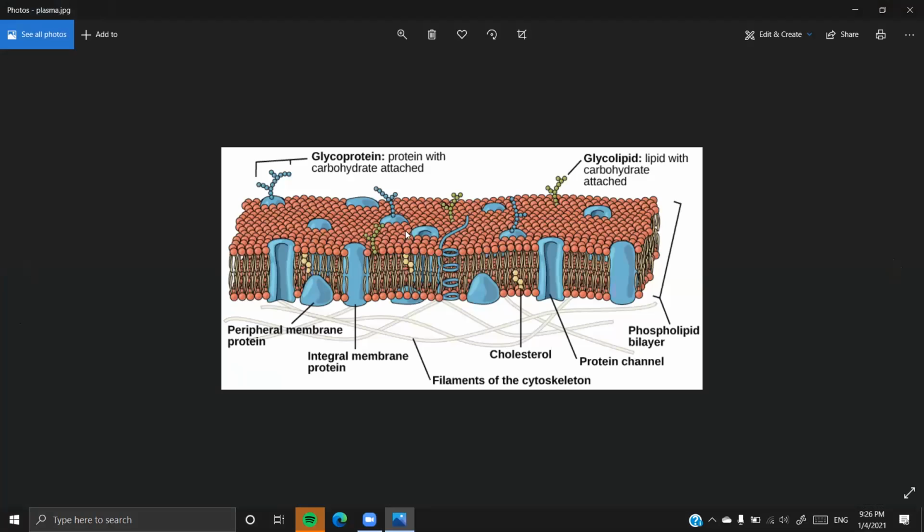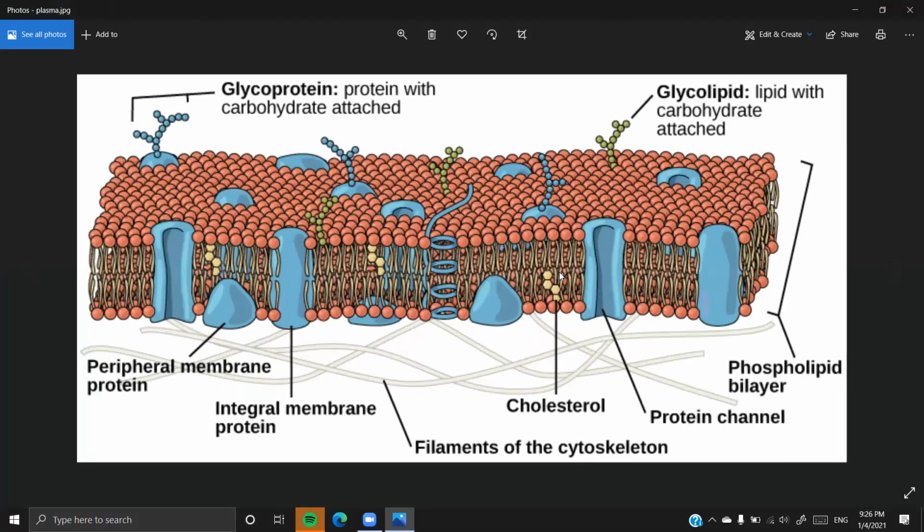Coming on, children, this is the plasma membrane, where we could see the cholesterol, the protein channels, the ion channels that we have seen, the peripheral proteins. This is the cytoskeleton that you can see here, and the glycoproteins which act as your antigens or surface markers, and we have glycolipids here and the cholesterol embedded in between.